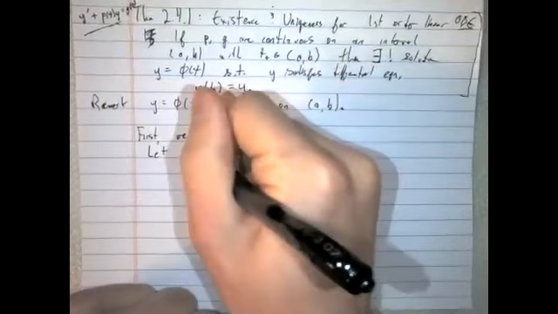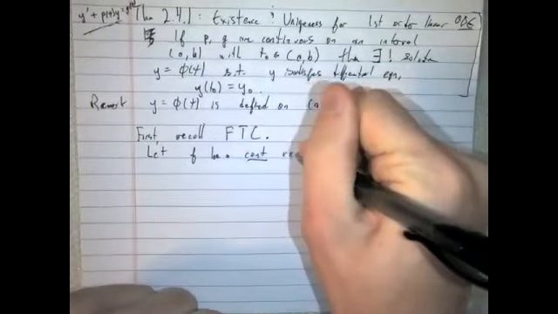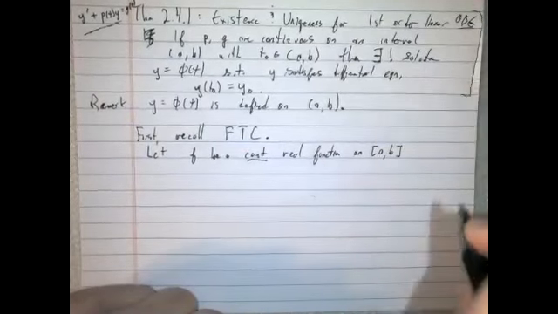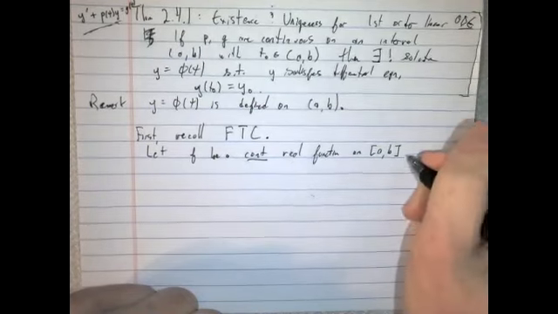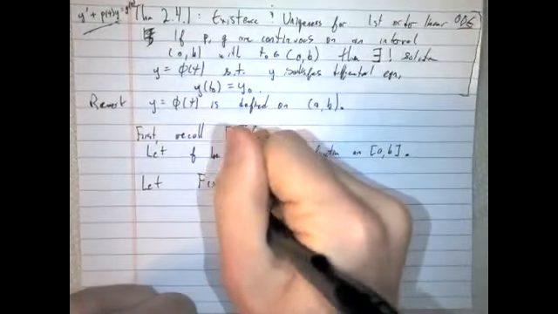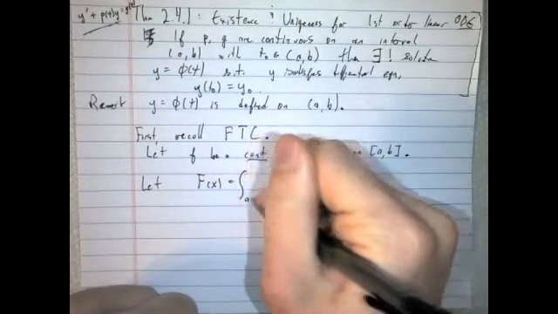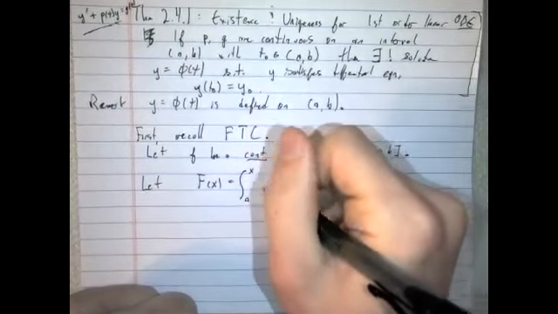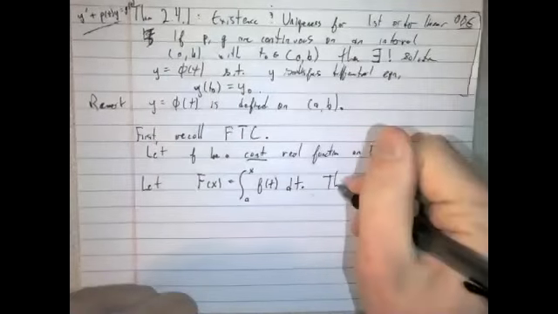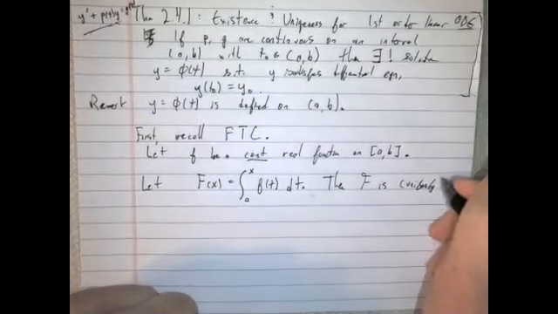So let f be a continuous real function on A to B. This means its domain is A to B, this closed interval. So then we define a new function. Let big F of x be equal to the definite integral from A to this indeterminate x of f of t dt. Then F is, I'll put, uniformly continuous.